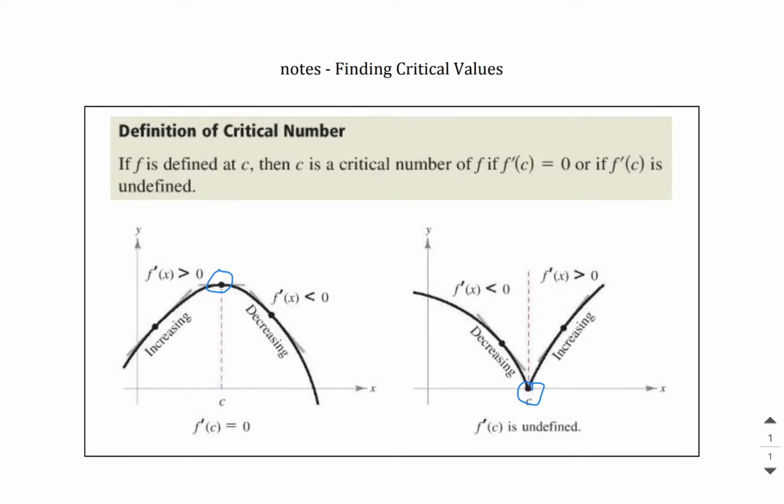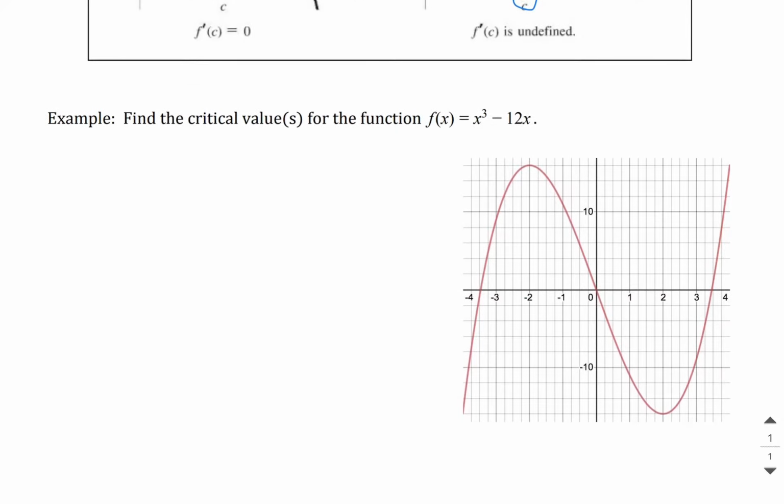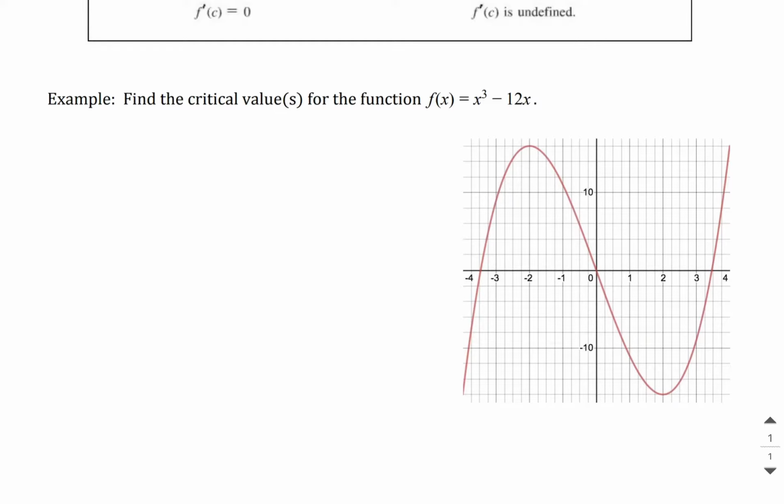So let's take a quick look at an example. All I want you guys to do today is just find these critical values, so we're finding the derivative and setting it equal to 0. I have the graph here for us to take a look at after the fact. If we find the critical values for the function f of x equals x cubed minus 12x, first thing we need to do is find that derivative. We need to find out what f prime of x is.